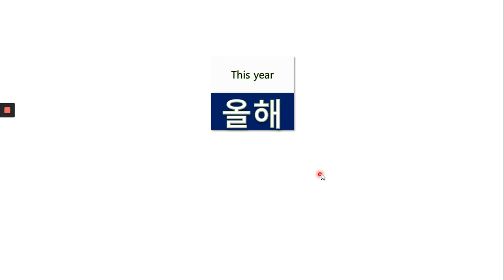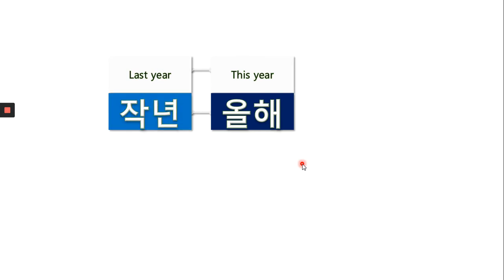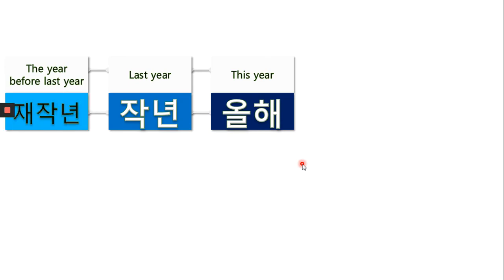Okay, next page. This year. So how do we say this year in Korean? This year, 올해. Okay. 올 means coming and 해 means year, coming year. Is it this year? Okay, anyway, this year. How about last year? Last year, 작년. And the year before last year, we call this 재작년.